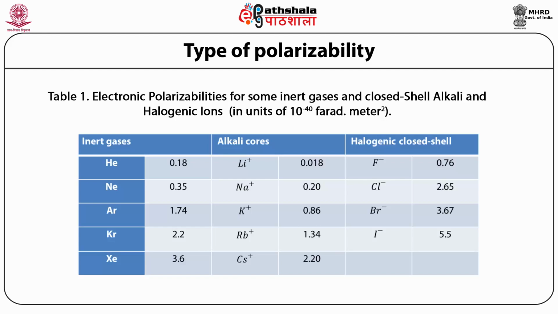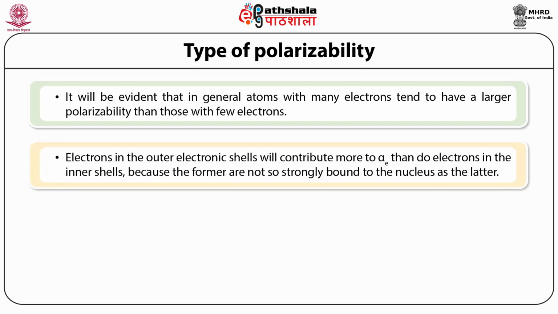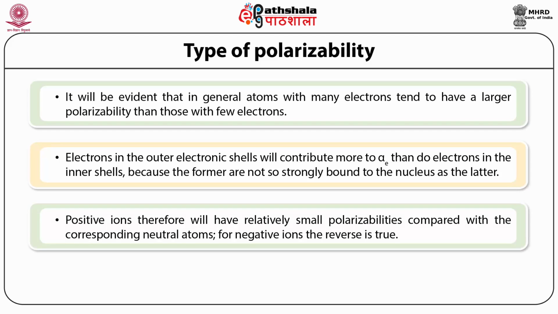It will be evident that in general atoms with many electrons tend to have a larger polarizability than those with few electrons. Electrons in the outer electronic shells will contribute more to alpha E than electrons in the inner shells, because the former are not so strongly bound to the nucleus as the latter. Positive ions, therefore, will have relatively small polarizabilities compared with the corresponding neutral atoms. For negative ions, the reverse is true.